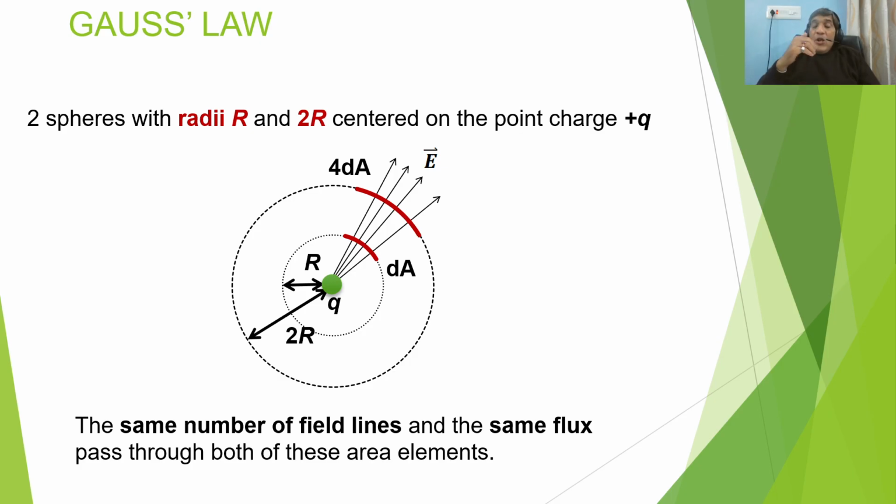But if we find the electric field, the answer changes. The electric field of the small surface has a different value from the electric field of the larger radius sphere, because the electric field is inversely proportional to the radius of that particular surface. So keep that in mind: electric field depends on the value of the radius of the sphere. For these two spheres the electric field has different values, but the electric flux is the same for both spheres.